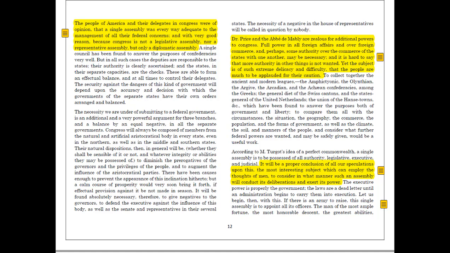And that's the significance here at the top of the right-hand column of 12, this advocacy for more powers. He writes, "Dr. Price and Abbé Mably are zealous for additional powers to Congress. Full power in all foreign affairs and over foreign commerce, and perhaps some authority over the commerce of the states with one another may be necessary. And it is hard to say that more authority in other things is not wanted. Yet the subject is of such extreme delicacy and difficulty that the people are much to be applauded for their caution."